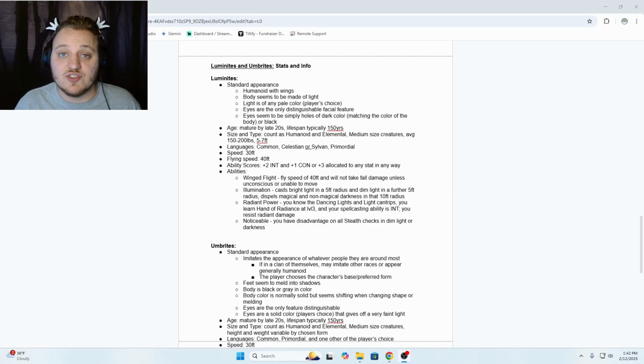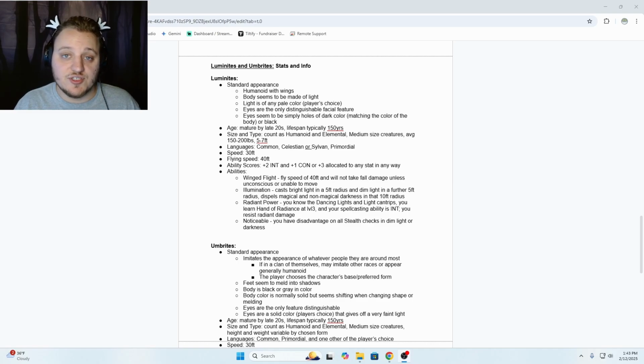If you choose that their eyes are a color, it would be a matching color to the body but dark. So if you chose to say have a Luminite that has pale blue light, their eyes would be a very deep dark blue, so as a contrasting kind of thing. They mature by their late 20s, and their lifespan is usually 150 years. They count as humanoid and elemental. They're medium-sized creatures. They average between 150 to 200 pounds, and they stand usually 5 feet to 7 feet tall.